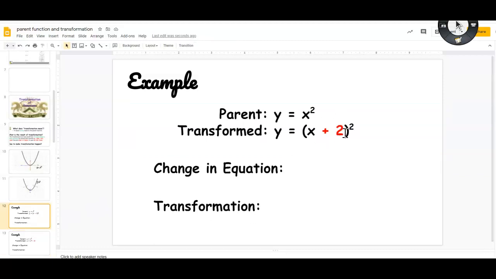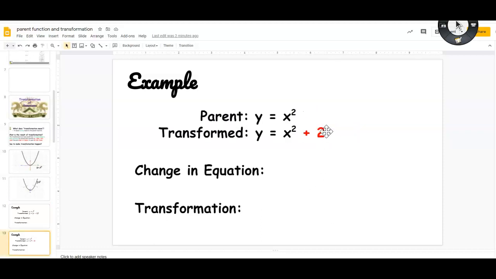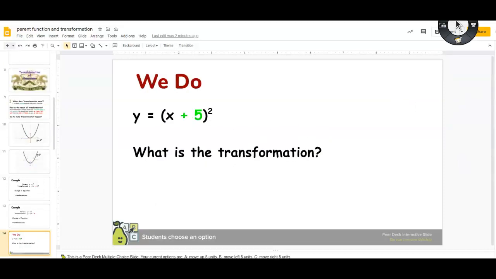So we just add a number inside of the parentheses, inside of the x. It means move your parent to the left twice. Add a 2 outside of the x means move your parent picture up twice. Okay? So now let's look at an example.